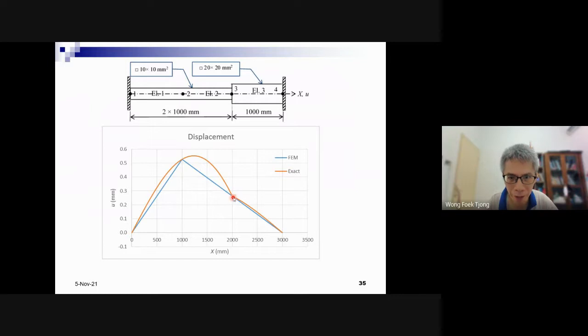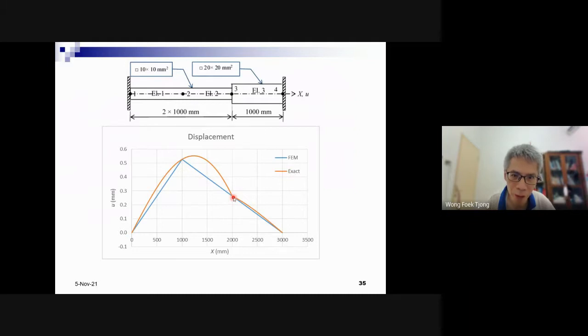Why? The displacement is not smooth. The exact displacement, I mean, because there is a change in the geometry. That's the sudden change in the cross-sectional area from 10 by 10 to 20 by 20. So there is a non-smooth displacement field here, okay? There are kinks, or sharp angles here, okay? The curve is not smooth.